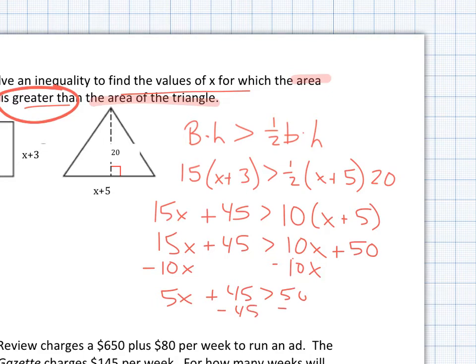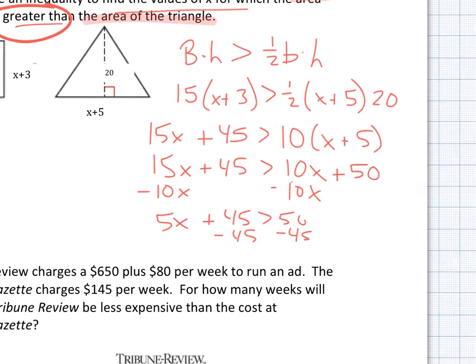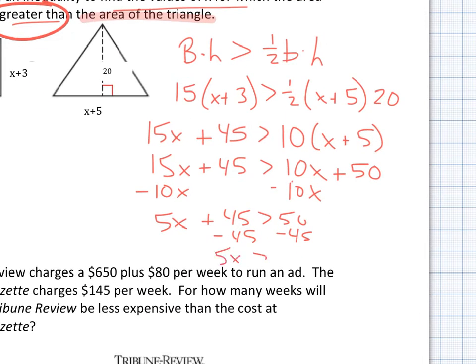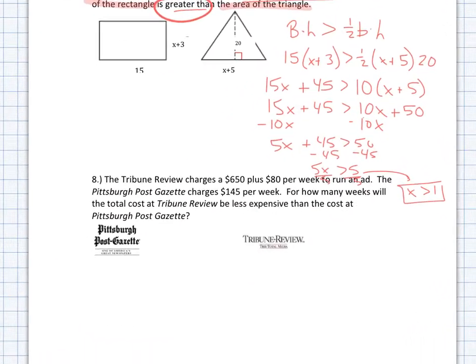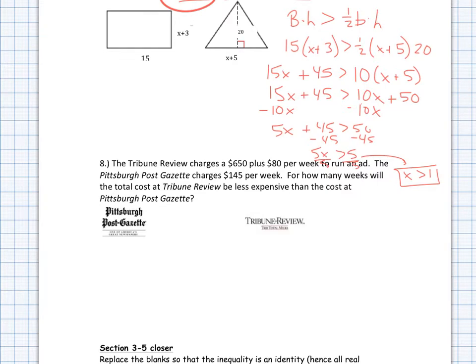Subtract 45. I'm running out of room. So I get 5x is greater than 5. And we're going to divide by 5. So x is greater than 1. So every value greater than 1 works for x.